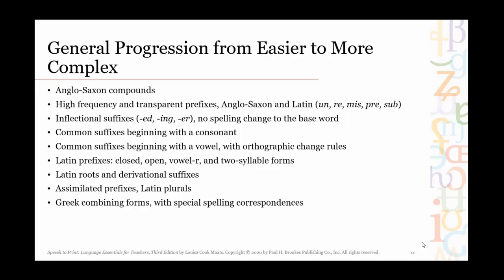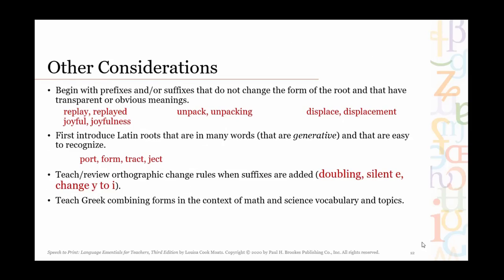I really like that Moats has provided us with a progression from easier to more complex. She starts with Anglo-Saxon compounds to be taught, then high frequency and transparent prefixes, inflectional suffixes, common suffixes beginning with a consonant, common suffixes beginning with a vowel, Latin prefixes, Latin roots, assimilated prefixes and Latin plurals, and then finally Greek combining forms with special spelling correspondences.